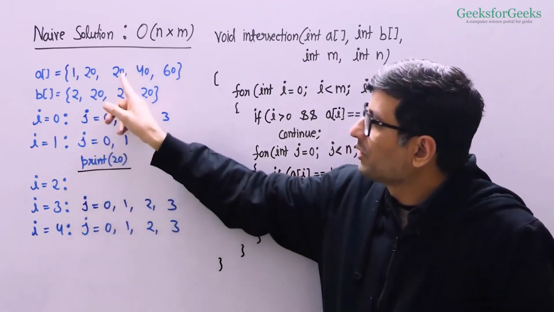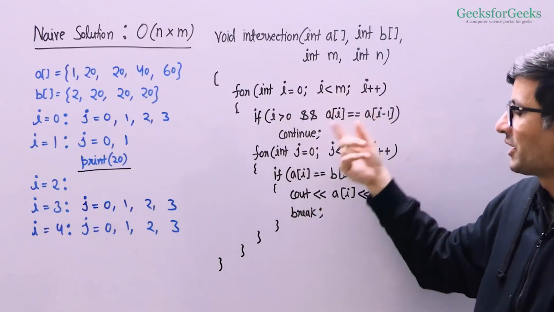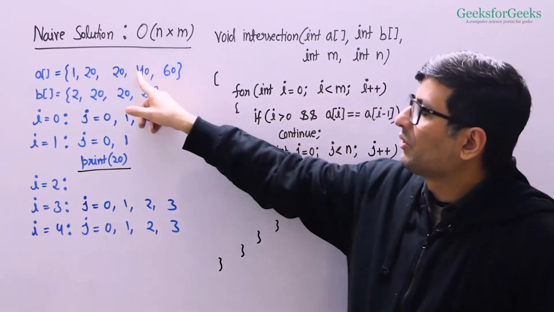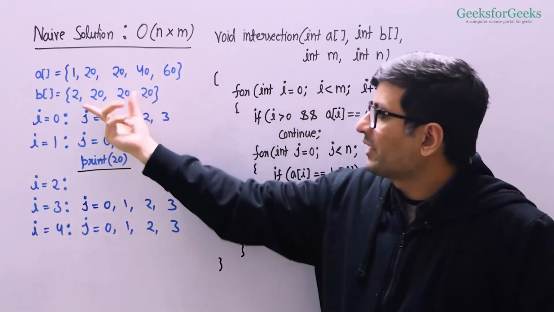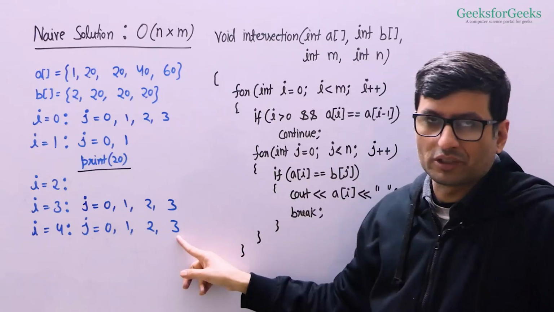Then you run for 2, and when you run for 2, you go into this if condition and you skip this element. We're using the continue syntax. When you come to 40, you don't find it, you run for 0, 1, 2, 3. When you come to 60, you don't find it, you run for 0, 1, 2, 3.